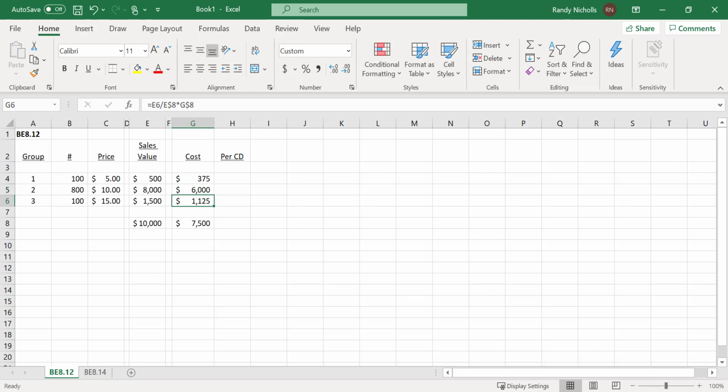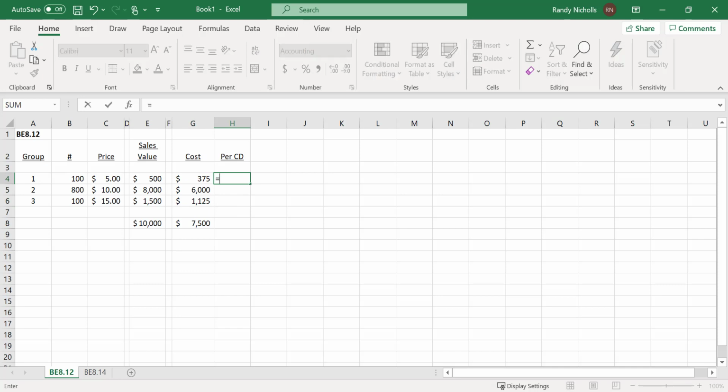Okay, so what I've done now is said this is the cost I'm going to allocate to each of these three groupings based on the relative sales value of these groupings. And if I add these three numbers, I see they're 7,500. And then I can just figure out my cost per CD. I've got $375 for these 100 CDs. I've got $6,000 for these 800 CDs, and copy it down. I got $1,125 for these 100 CDs. So that's what they're looking at there.